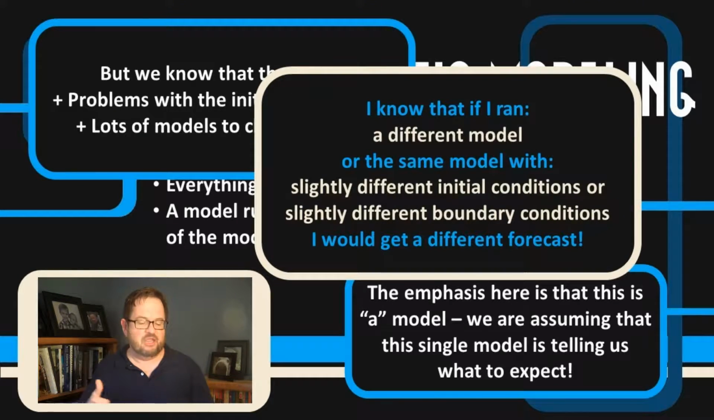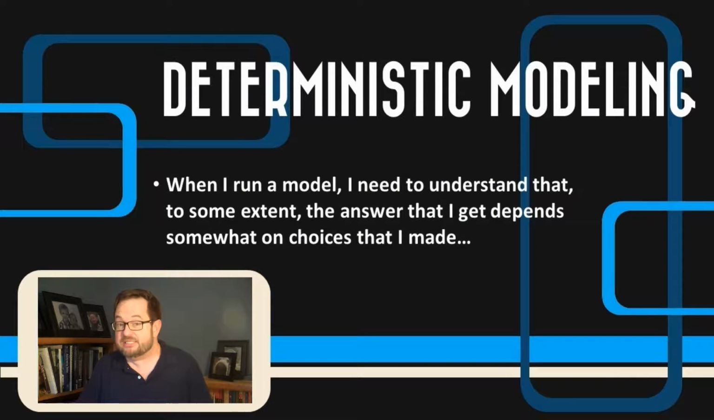So I know that if I either ran a different model, or if I ran the same model with slightly different initial conditions, or actually it works out to slightly different boundary conditions, I'm going to get a different forecast. Well, that sounds like trouble. I want the forecast, not a variety of forecasts, depending on exactly which model I chose and exactly which initial conditions, how many decimal places I had, and so on. When I run a model, I need to understand that to some extent, the answer I got was a function of the choices I made. And that's why deterministic modeling like that is actually way out of favor.